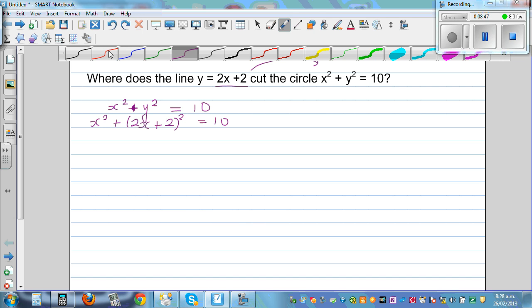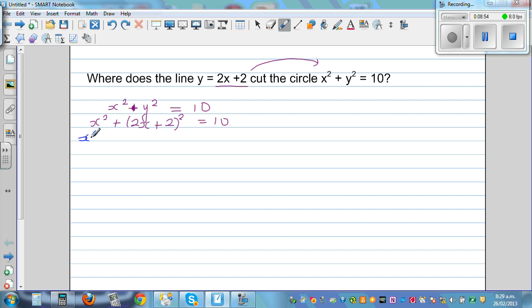Always be careful in this step. Don't write 4x squared plus 4. That's where most of the students make mistakes. So this is x squared plus, I'll write this in two brackets, 2x plus 2 times 2x plus 2. You're using FOIL and expand it, equal to 10. So this is x squared plus 2x times 2x is 4x squared. And then you've got a 2x plus 2x, which is 4x. No, sorry, I made a mistake. So let me write the whole thing. 2x times 2 is 4x, plus 2 times 2x is 4x, plus 4 is equal to 10.